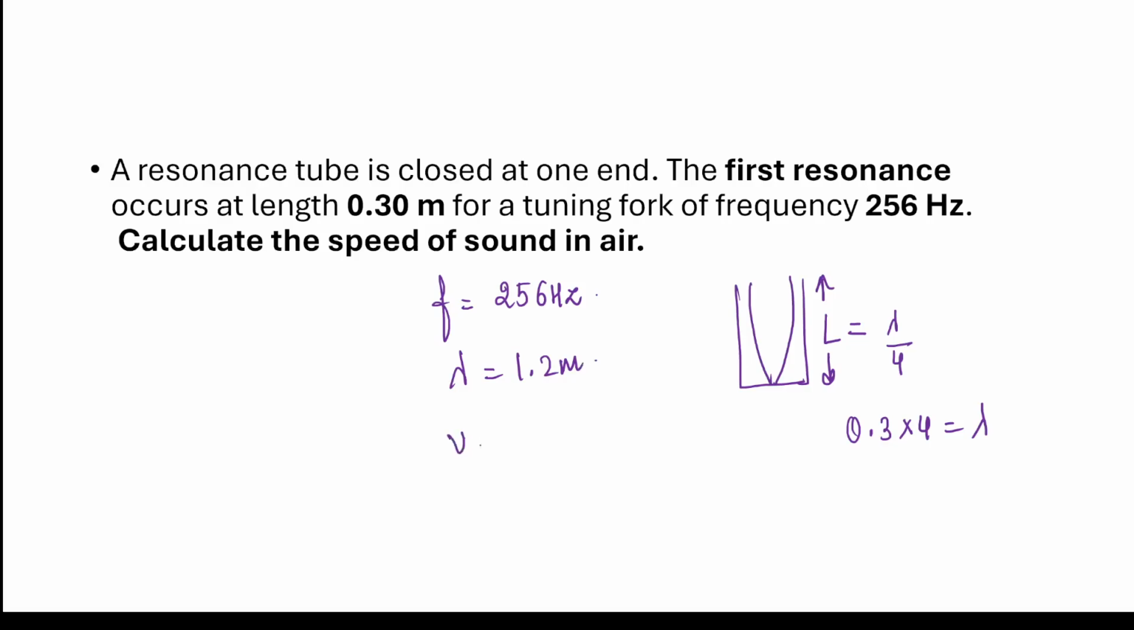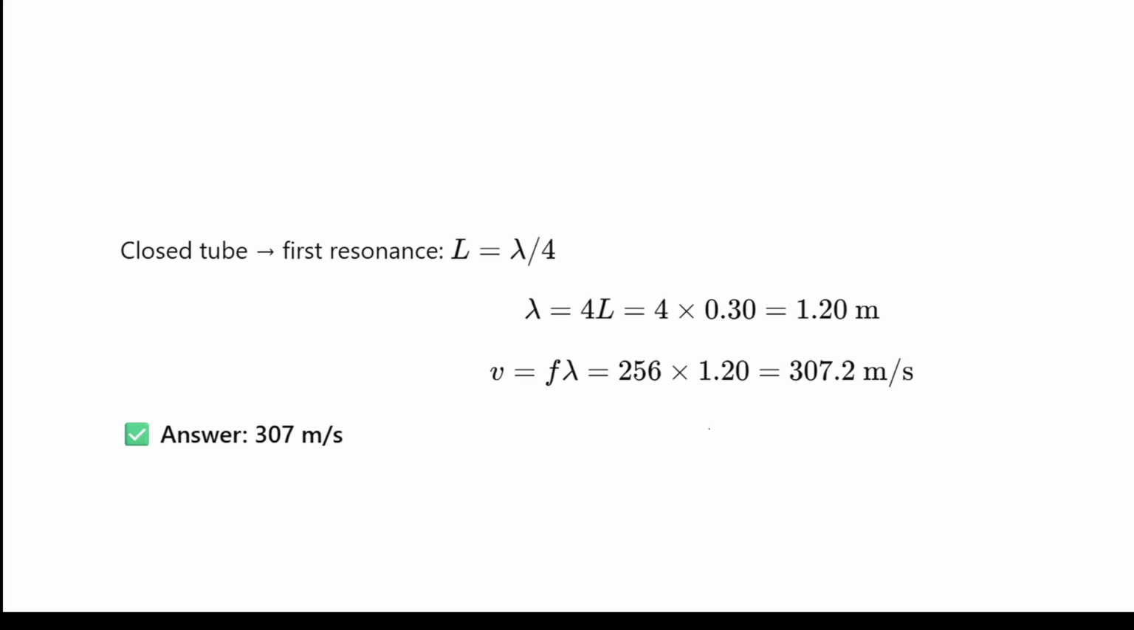So V equals F lambda, 256 times 1.2. So that is 307.2 meters per second.